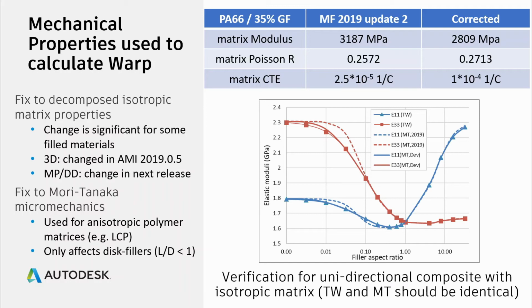The Tandon-Weng model is the model that we use when we assume isotropic matrix properties, and it allows an exact calculation. The Mori-Tanaka model is being used here in the case of isotropic matrix properties in order to evaluate its performance over a range of different aspect ratios in comparison to the Tandon-Weng model. You see that the aspect ratio ranges from around 30 to values below 1.